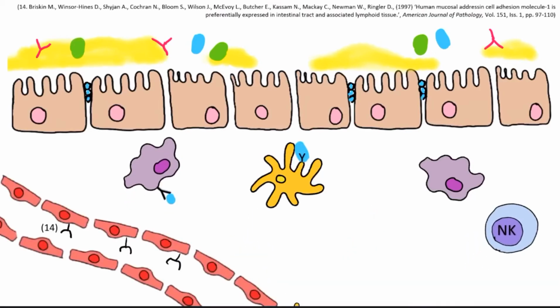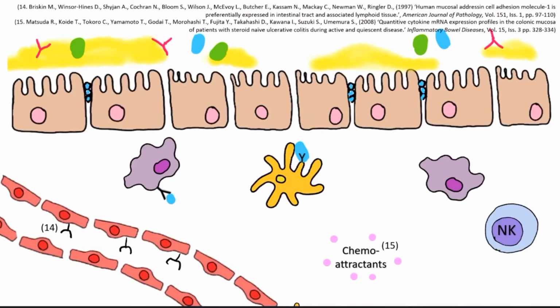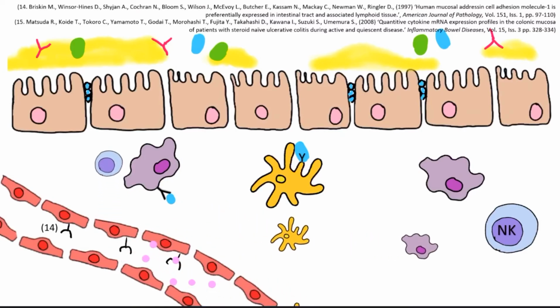Cell adhesion molecules and chemoattractants are upregulated in the vasculature of the inflamed area during the inflammatory cascade, causing increased recruitment and extravasation of leukocytes to the area.